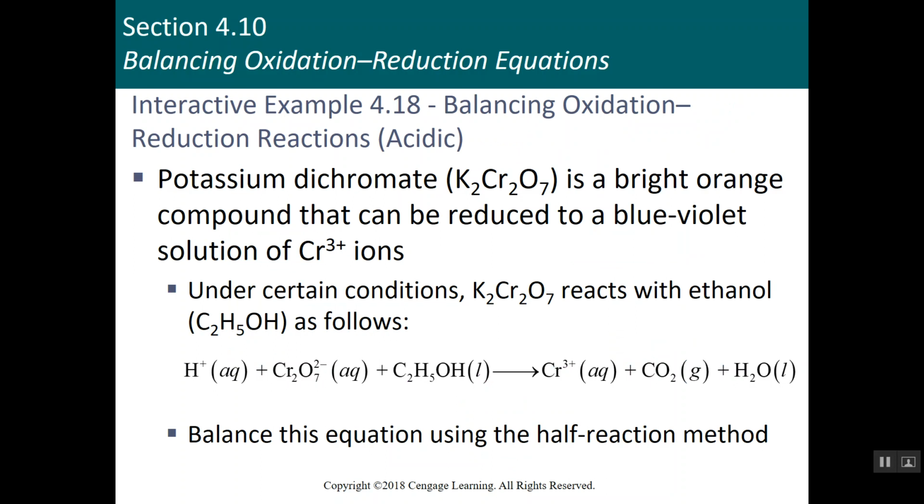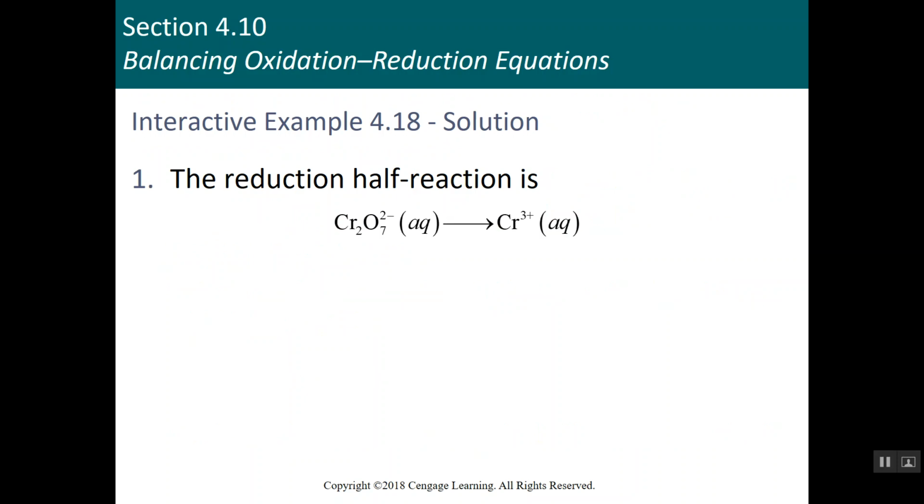Just a couple of examples as we go through these slides, and I will use the slides here instead of drawing on them as I did in the last lesson, because I think these slides are very well put together. Potassium dichromate is bright orange. It can be reduced to blue-violet when it becomes chromium ions. Under certain conditions, potassium dichromate reacts with ethanol as follows. And notice it says now to balance the equation using the half reaction method.